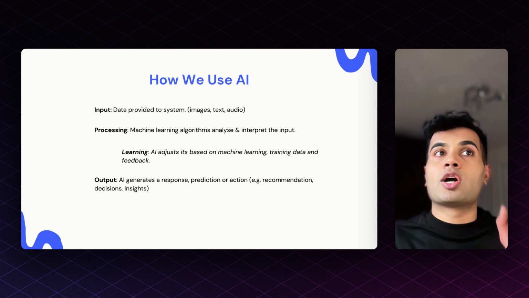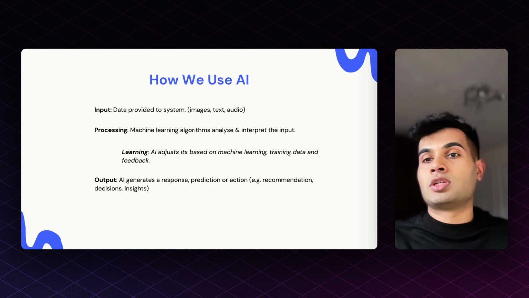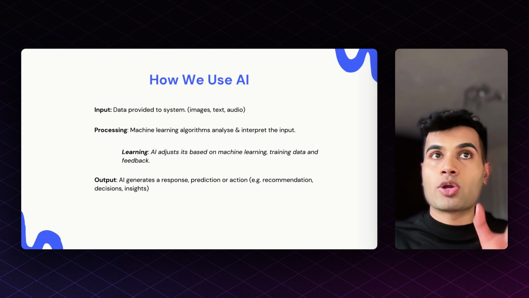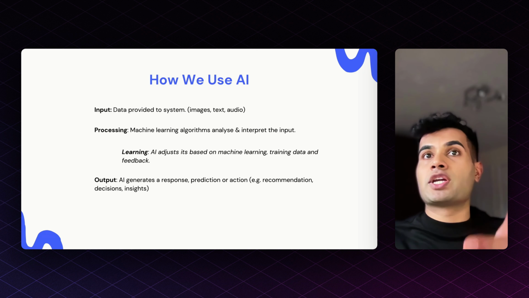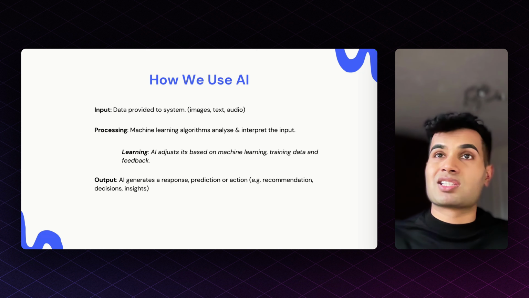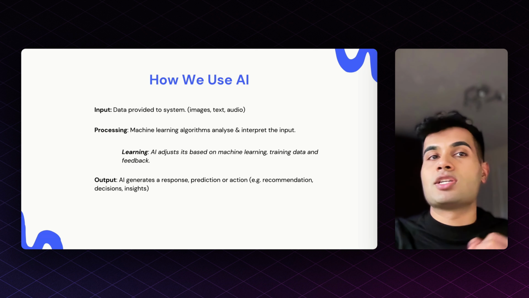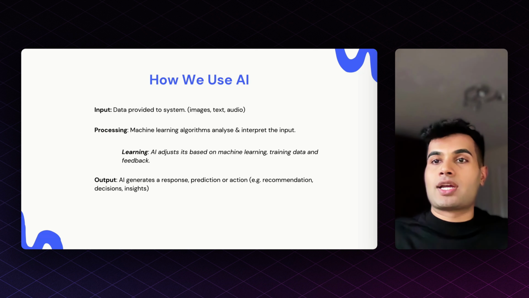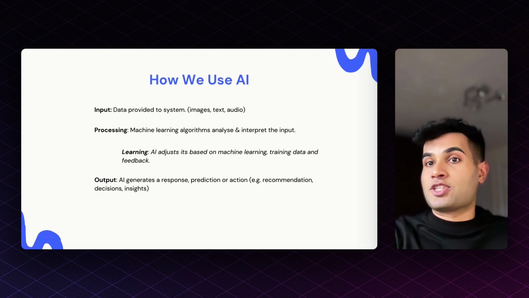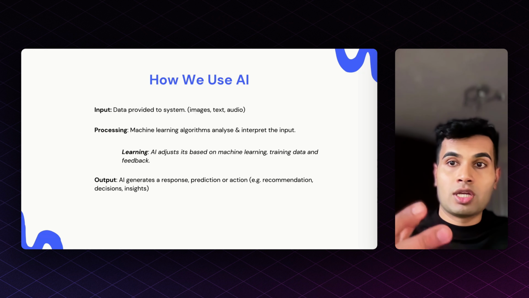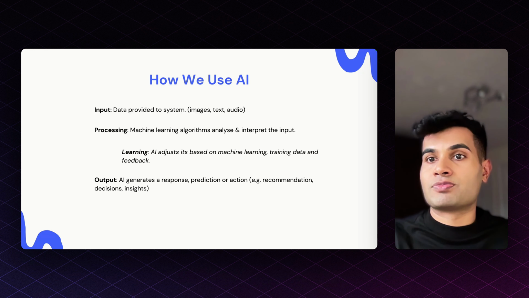But then more importantly, with all of this, it generates an output. That's the power of AI. It generates your response, prediction, or action, right? It could be a recommendation, a decision, an insight, but that's essentially how we use AI. And we're going to see this hands-on in the next video with me doing this with Gen AI itself, right?